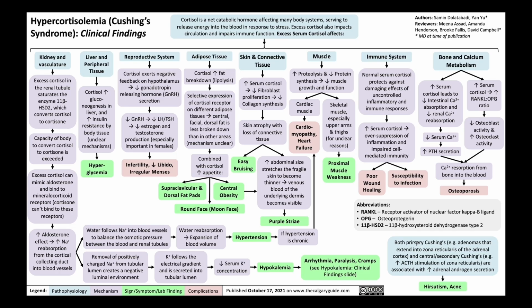Finally, both primary Cushing syndrome, resulting from adenomas that extend into the zona reticularis of the adrenal cortex, and central or secondary Cushing's, resulting from increased ACTH stimulation of the zona reticularis, are associated with increased adrenal androgen secretion. The increased secretion of androgens will result in hirsutism and acne associated with hypercortisolemia. And that's it for a summary of the clinical findings of hypercortisolemia, otherwise known as Cushing syndrome.